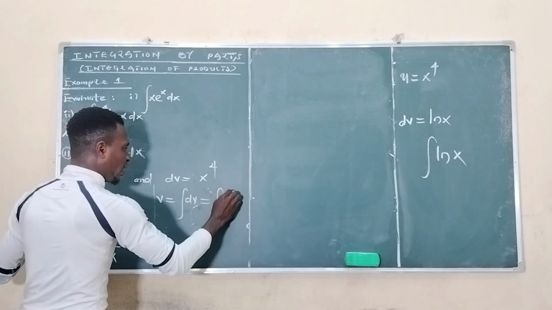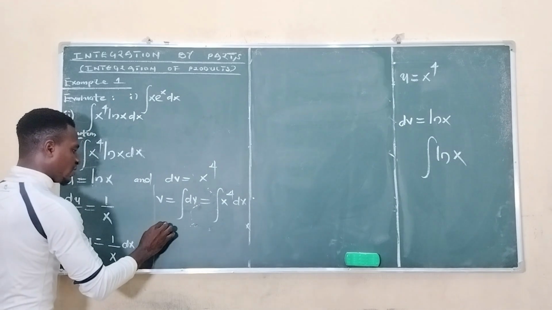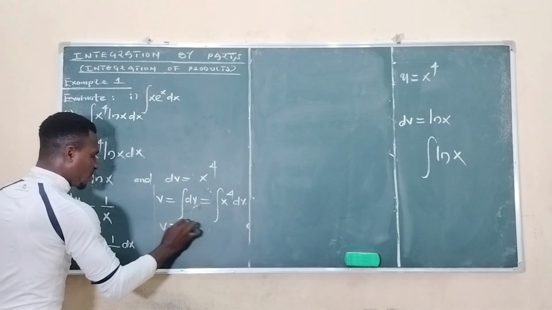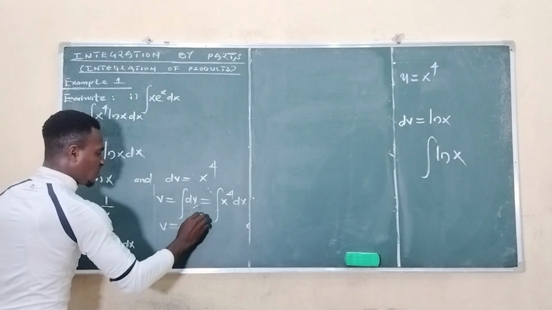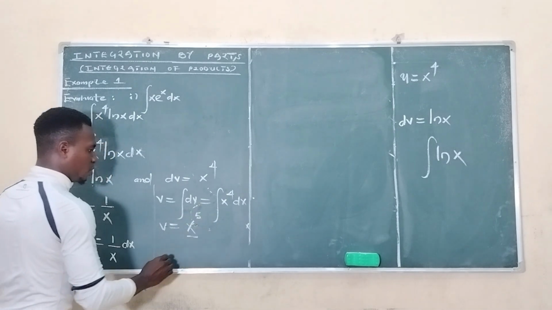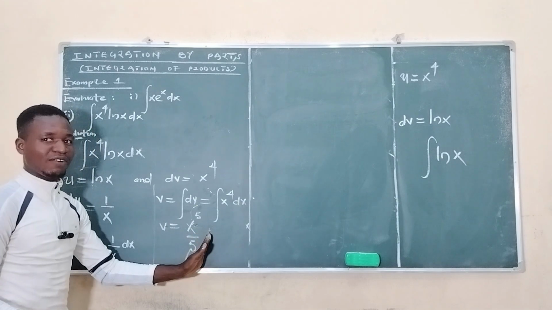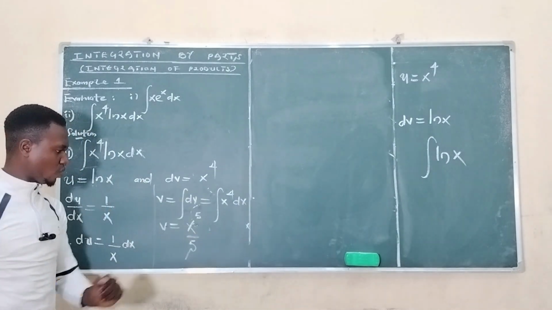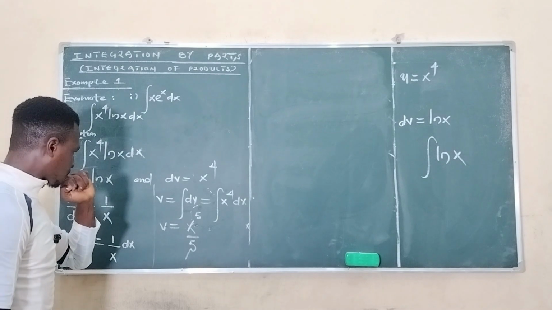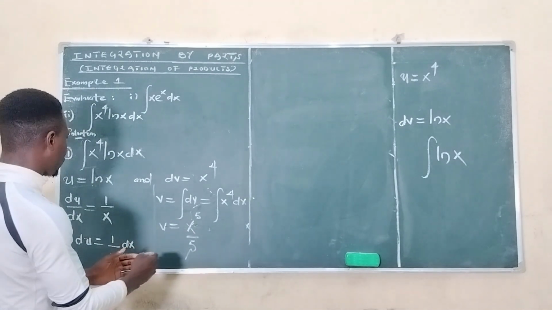Substituting, we have the integral of x raised to the power of 4 with respect to x. So that we have v given by, if we integrate this, x raised to the power of 5 all over 5. Now, in this case, we do not need the constant of integration because at the end, we are actually going to introduce that.